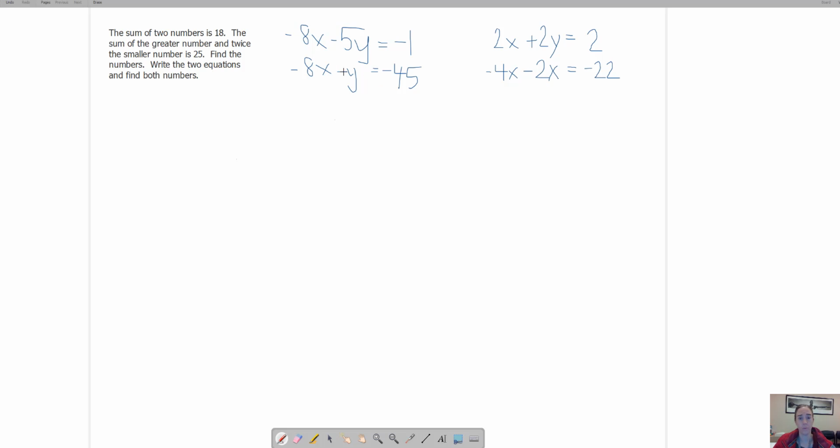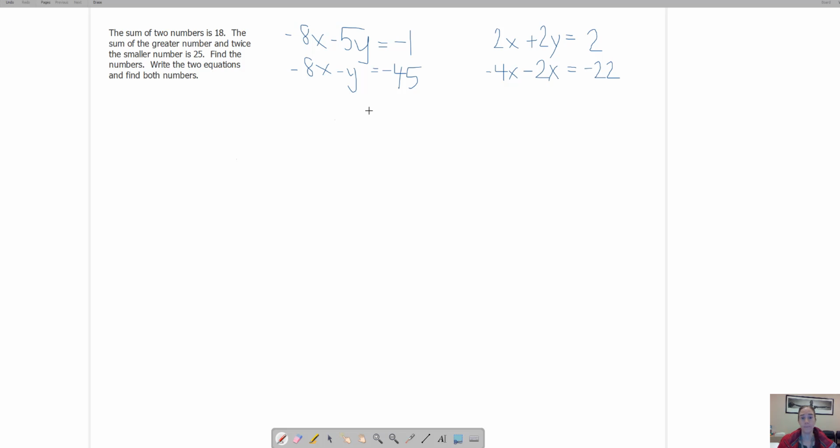If I wanted to get rid of the y's, then the easiest way to do that would be to multiply this bottom equation by negative 5. If I multiplied the equation by negative 5, I would have a negative 5y and a positive 5y. So when I added the two equations together, the y's would equal 0 and cancel out.